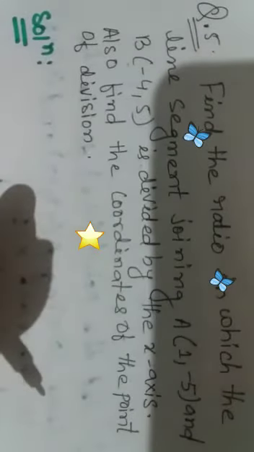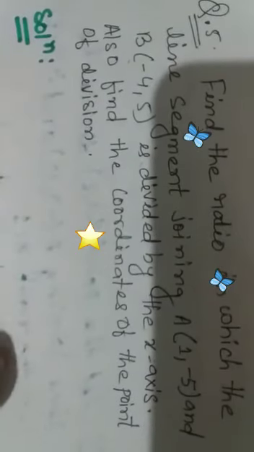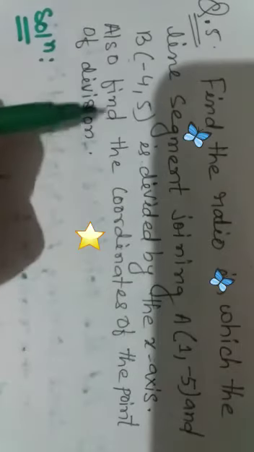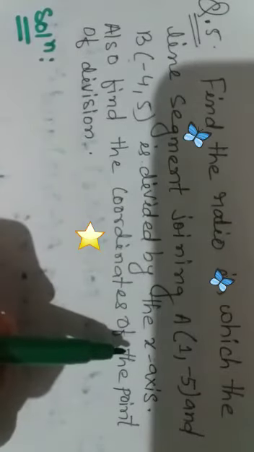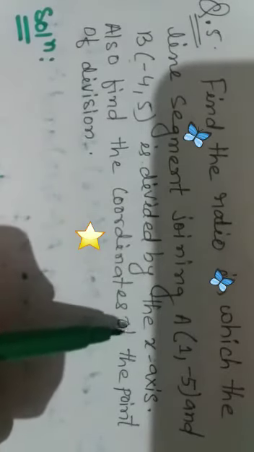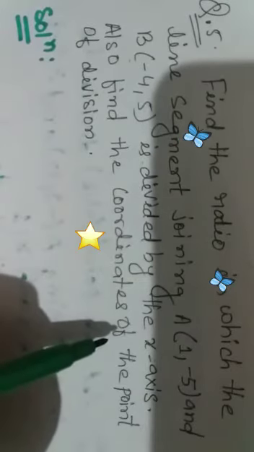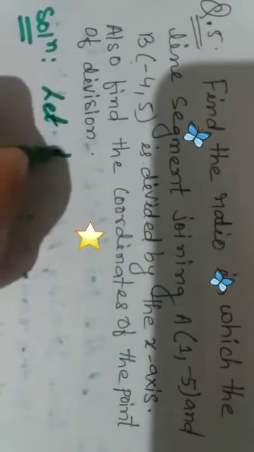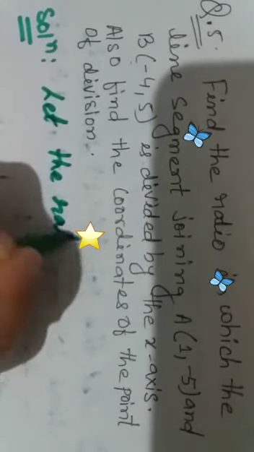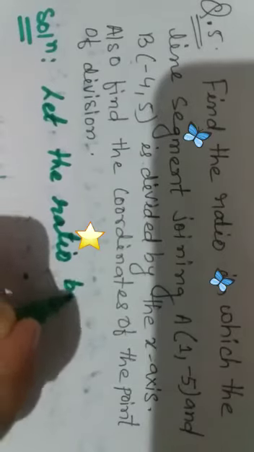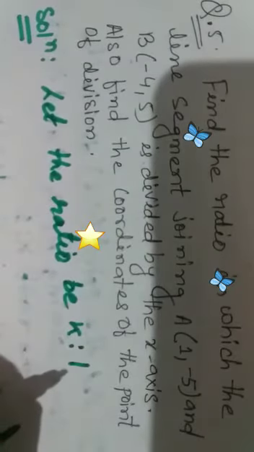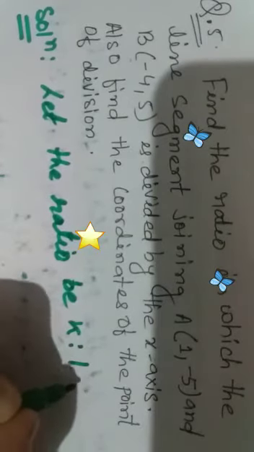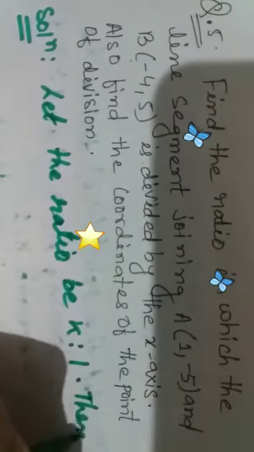Our next question is: find the ratio in which the line segment joining A (1, -5) and B (-4, 5) is divided by the x-axis. If it is divided by the x-axis, at the x-axis y is equal to 0. Just assume the ratio be k is to 1. How we take the ratio, I explained in the first class.